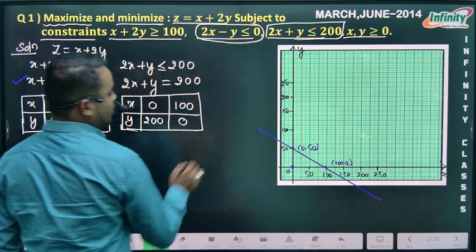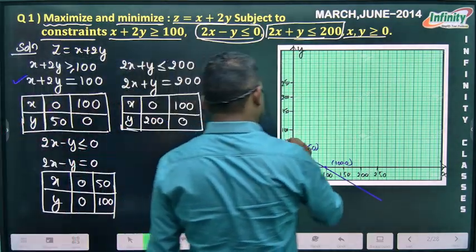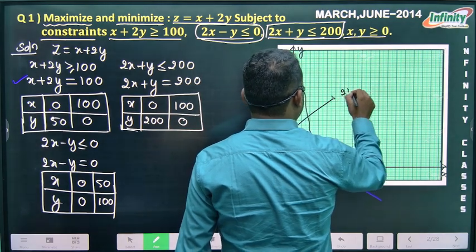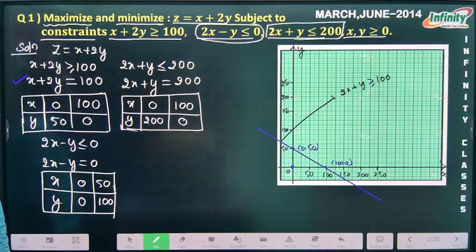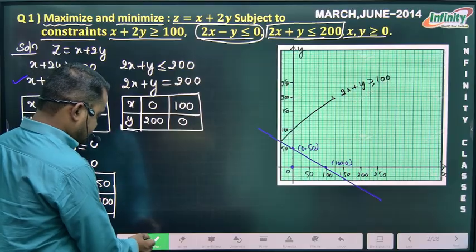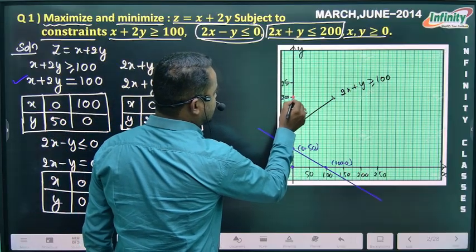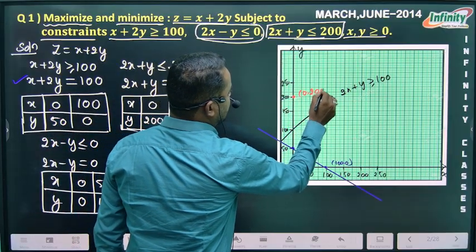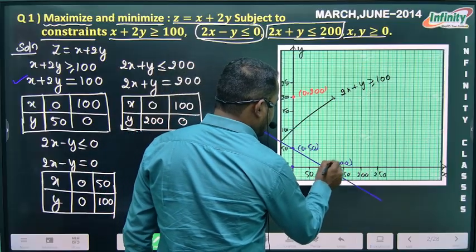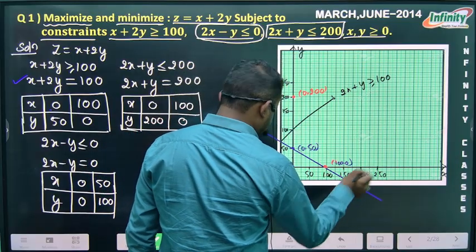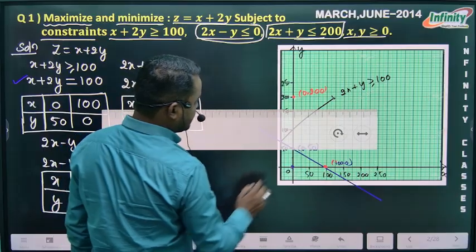So we have to draw this here and write the equation of this line, that is 2x plus y greater than or equal to 100. Similarly for the second line, x is 0, y is 200. That is, it comes here, 0, 200. Then 100, 0. Again here 100, 0. Now draw the line for this one.